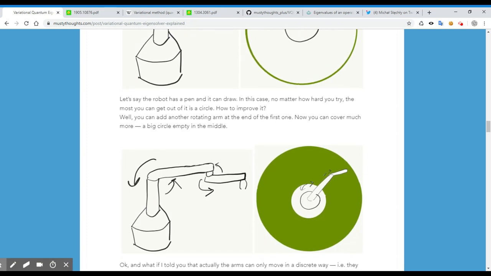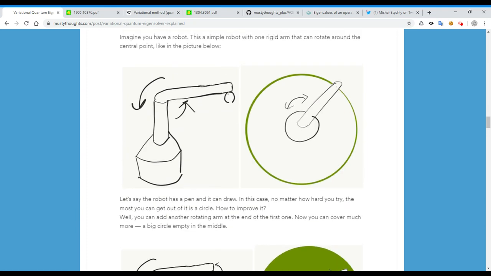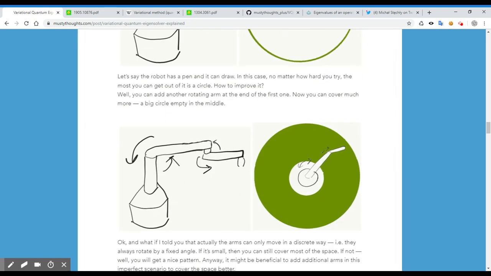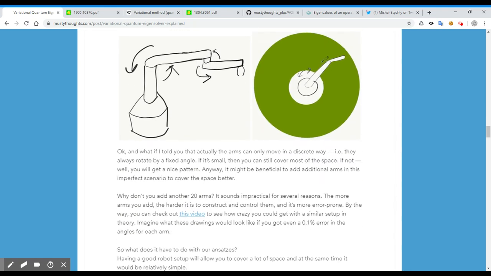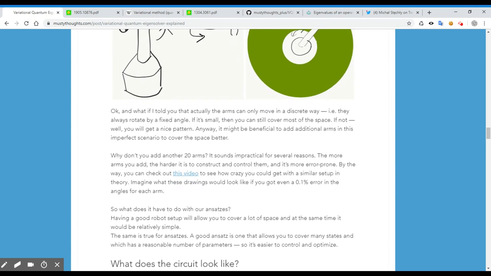So how to improve it? Well, you can add another rotating arm at the end of the first one. Now you can cover much more: a big circle, empty in the middle. Okay, and if we think that actually the arms can only move in a discrete way, they always rotate by a fixed angle, if it's small, then you can still cover most of the space. If not, well, you will get a nice pattern. Anyway, it might be beneficial to add additional arms in this imperfect scenario to cover the space better.